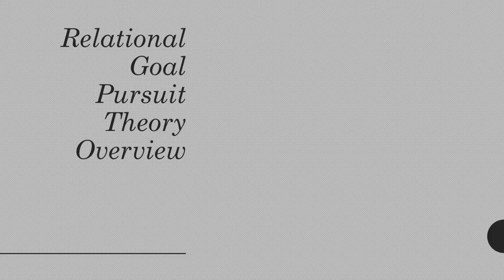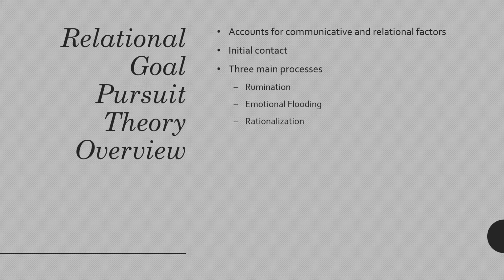So relational goal pursuit theory is different in that it focuses on communicative and relational factors that lead to this escalating behavior. It begins with initial contact between the pursuer and his or her object of desire, and then the processes of rumination, emotional flooding, and rationalization exacerbate the situation and the individual's misperception of the situation, and their behavior escalates.